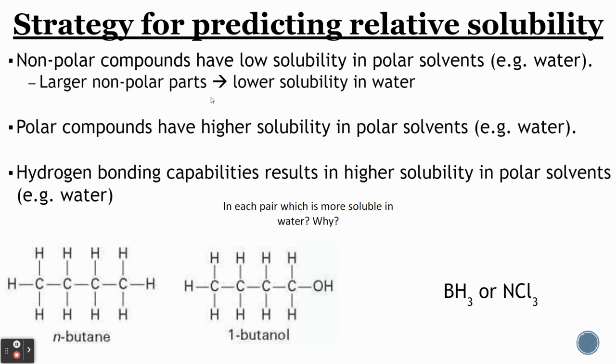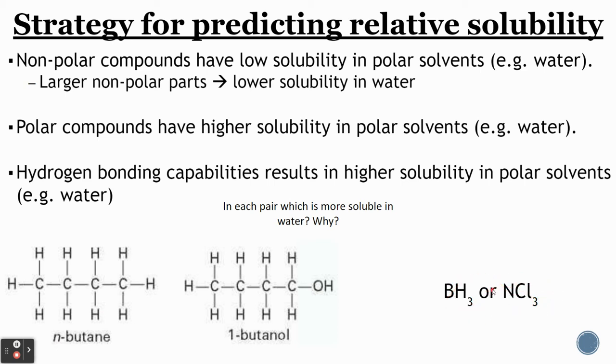Okay. So let's do an example here. Here we have butane and butanol. These both have very nonpolar parts to them, all those CHs. But you'll notice there's no OH here. So this OH makes this a little bit more polar. And so because this is a bit more polar, chances are this butanol would have a higher solubility in water compared to this butane here.